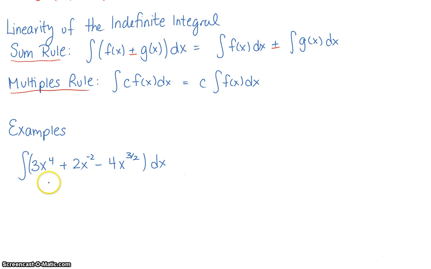So if you had an example like this that was a little bit more complicated, if we just use our multiples rule first, we can move our constants out, and if we break it into all the parts, constants go out front, and then we have all our terms.